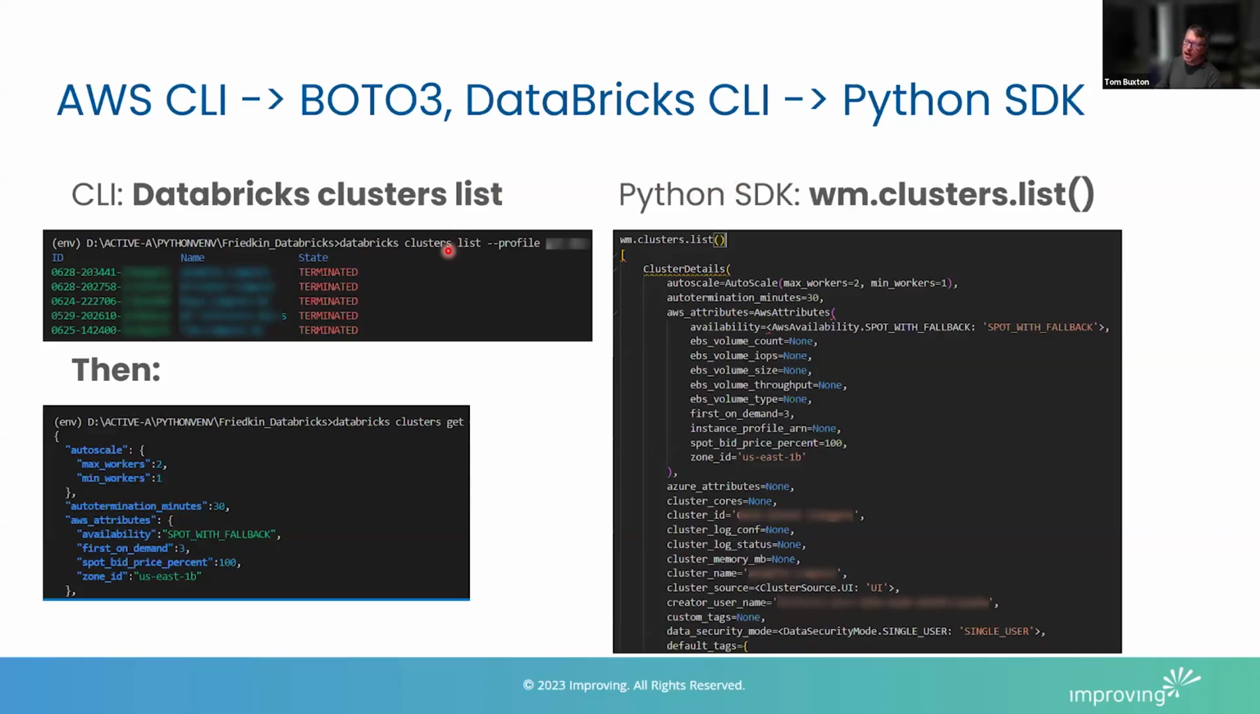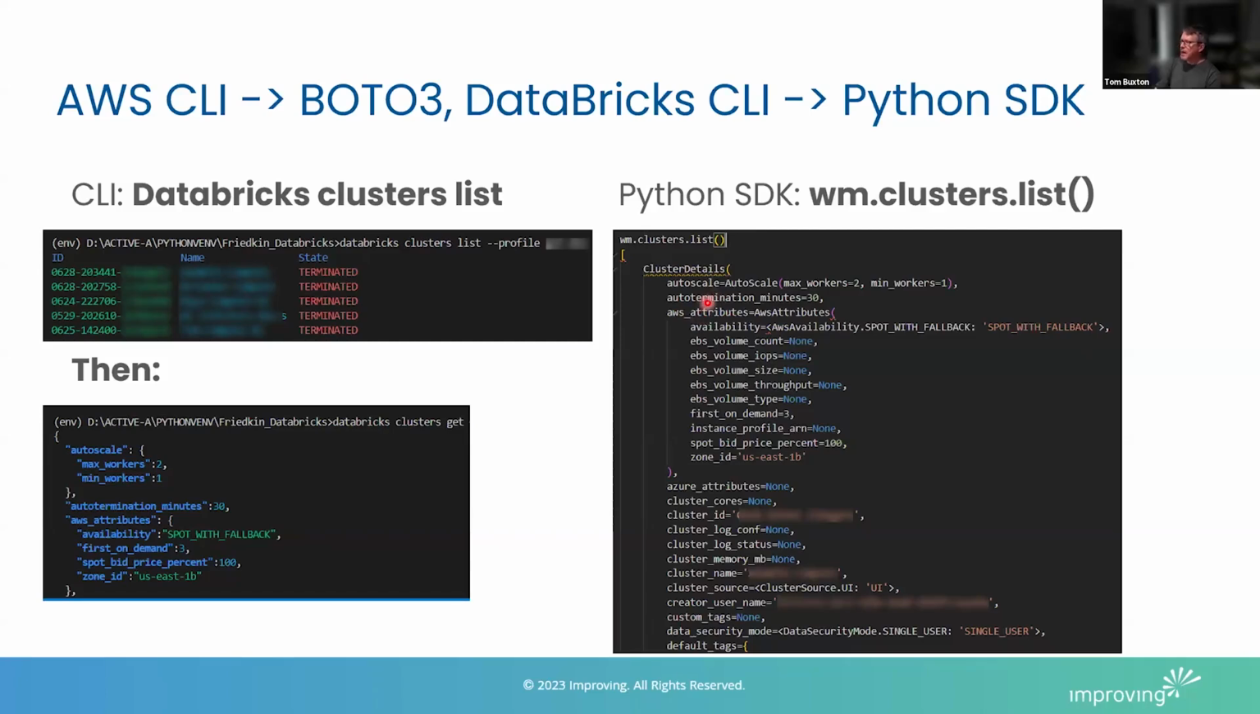Using the CLI, we need to make multiple REST calls, right? So for example, if we want to know what clusters we have, we have to do a clusters list, and then we have to do a clusters get on each individual cluster to get that more detail, and manage all of those functional calls within our Python wrapper.